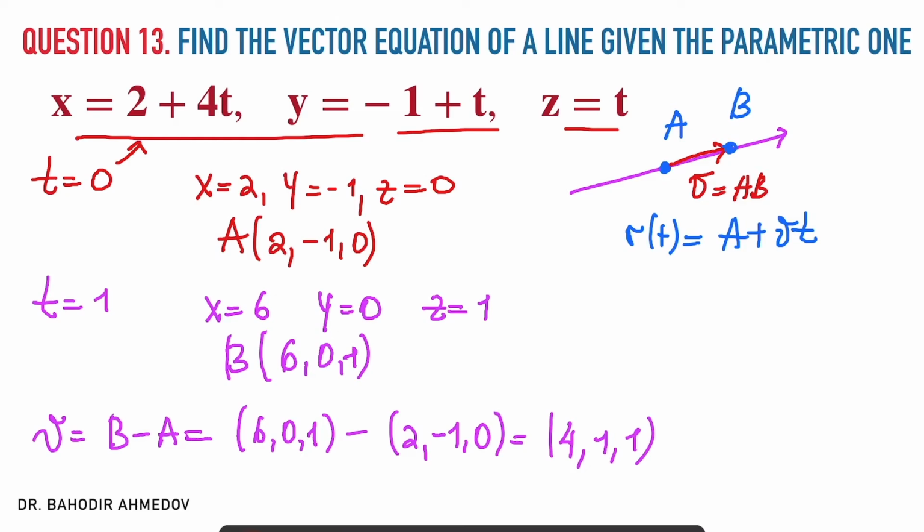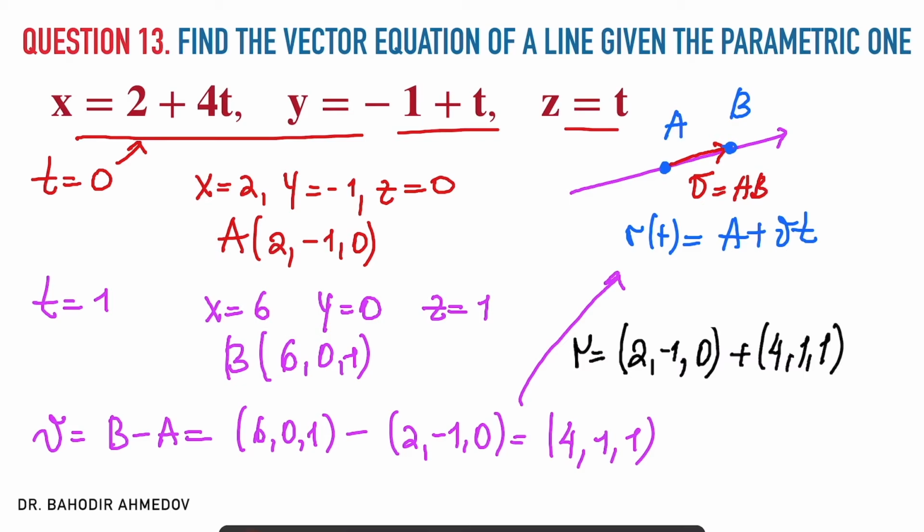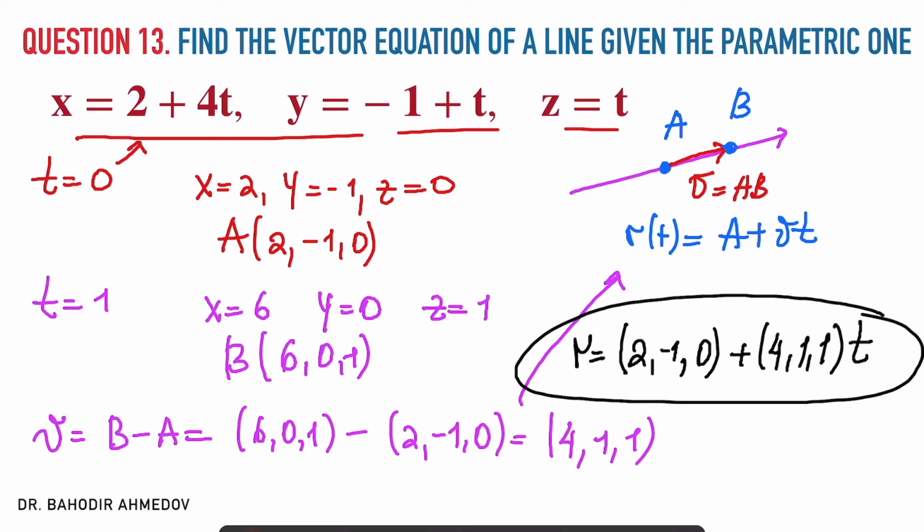Then I'm just going to plug in everything into this formula. So the vector equation of this line is going to be equal to (2, -1, 0) plus (4, 1, 1) times t. Well, this is how we can get the vector equation of the line if you're given the parametric one.